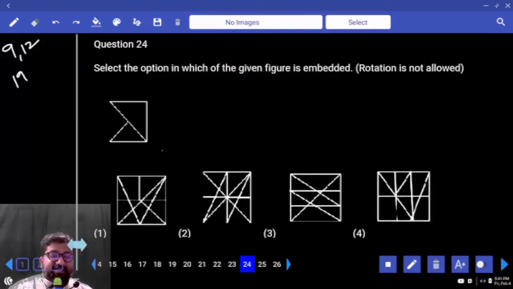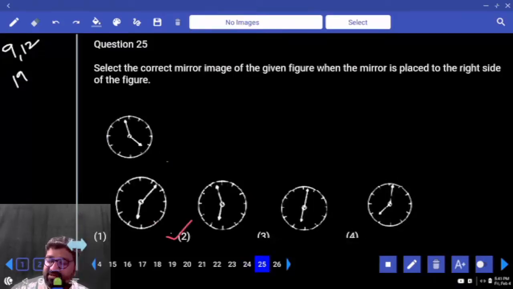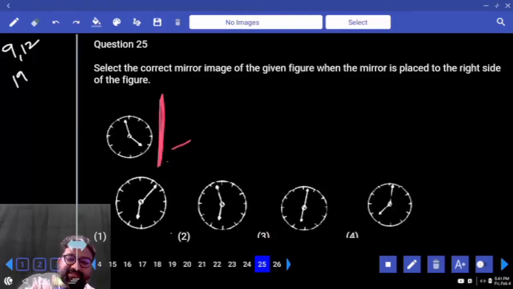Where do you find this? Come on, 24. I see this in the second option. Absolutely right. 25. You need to have a mirror image. The mirror is placed on the right side. You'll get something like this.